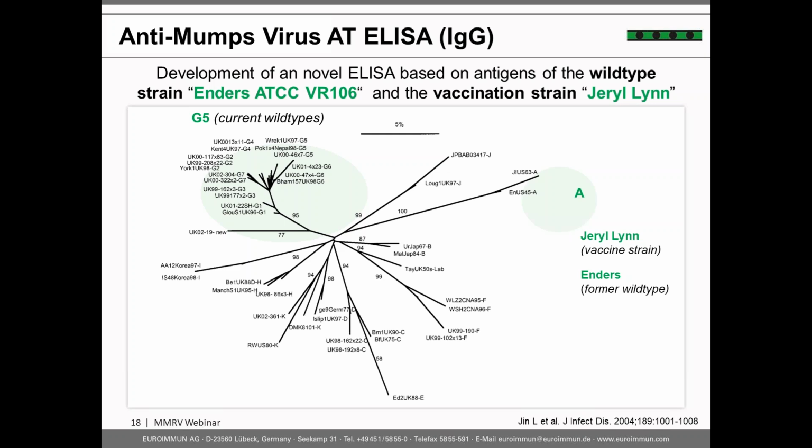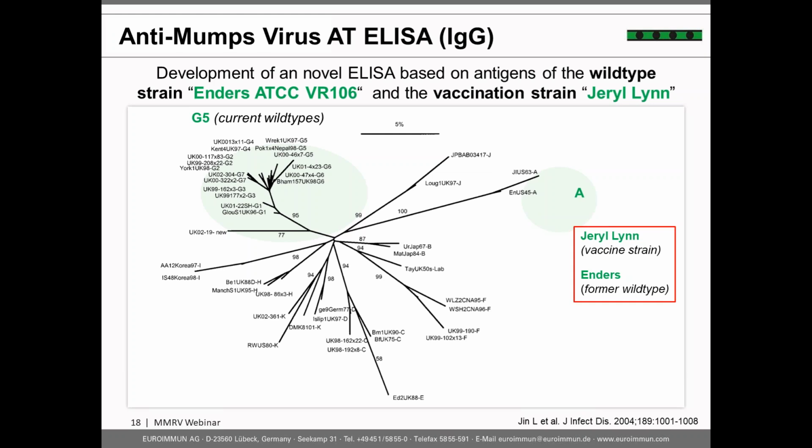But on top of that, combining the wild type strain, the Andes, with a vaccination strain, the idea was that potentially we can also improve that assay as far as the detection of immune response in people, or especially children, right after vaccination was concerned.